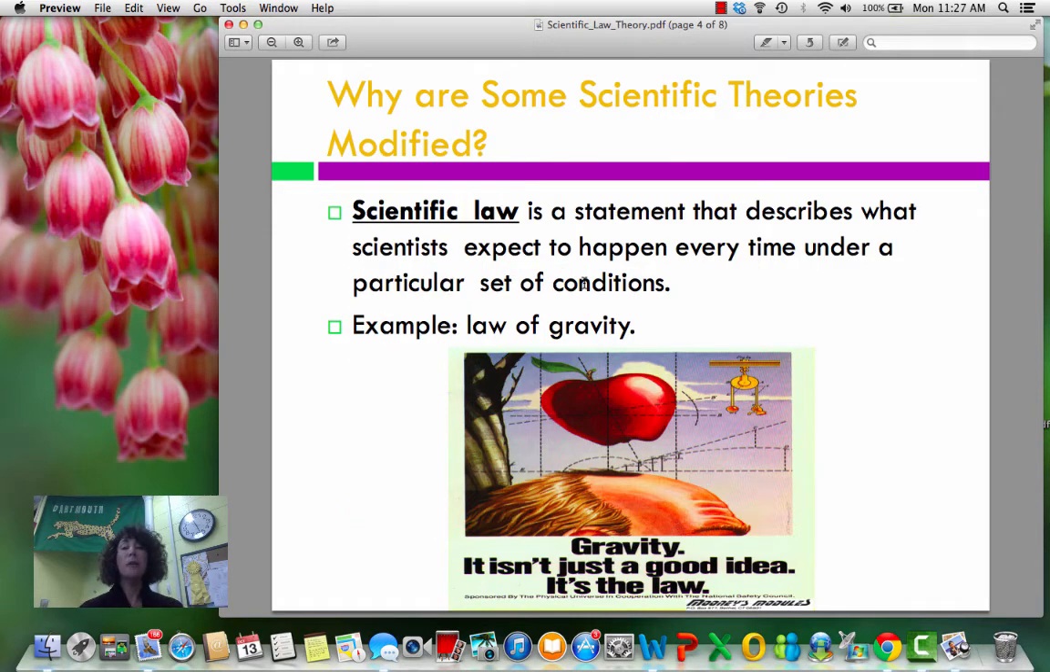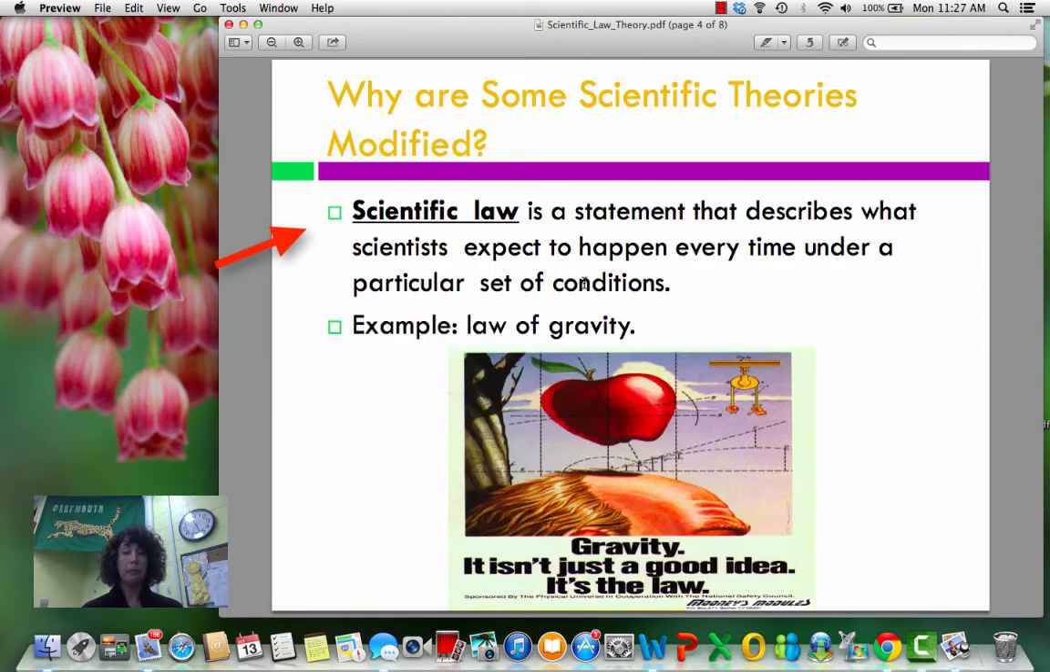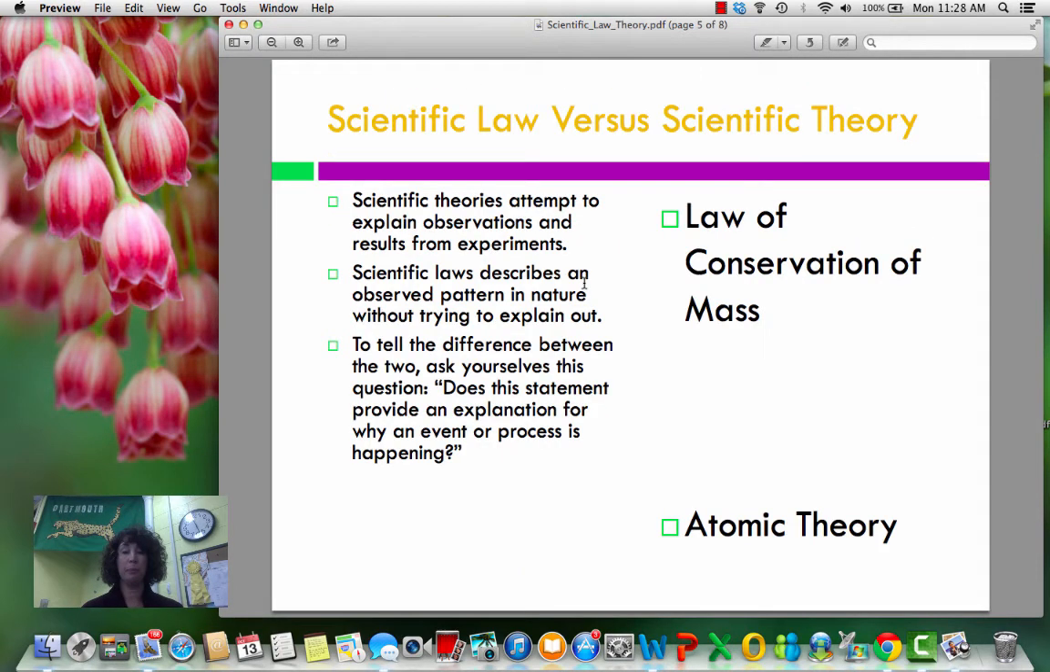Okay, so why are some theories modified? Let's talk about first what a scientific law is. Now, we just talked about a theory. We know that a theory is a well-tested explanation for a wide range of observations. On the other hand, a law is a statement that describes what scientists expect to happen every time under a very certain set of conditions. So, for example, the law of gravity. We expect everything to fall down to Earth because of gravity. And so that gives us our law of gravity.